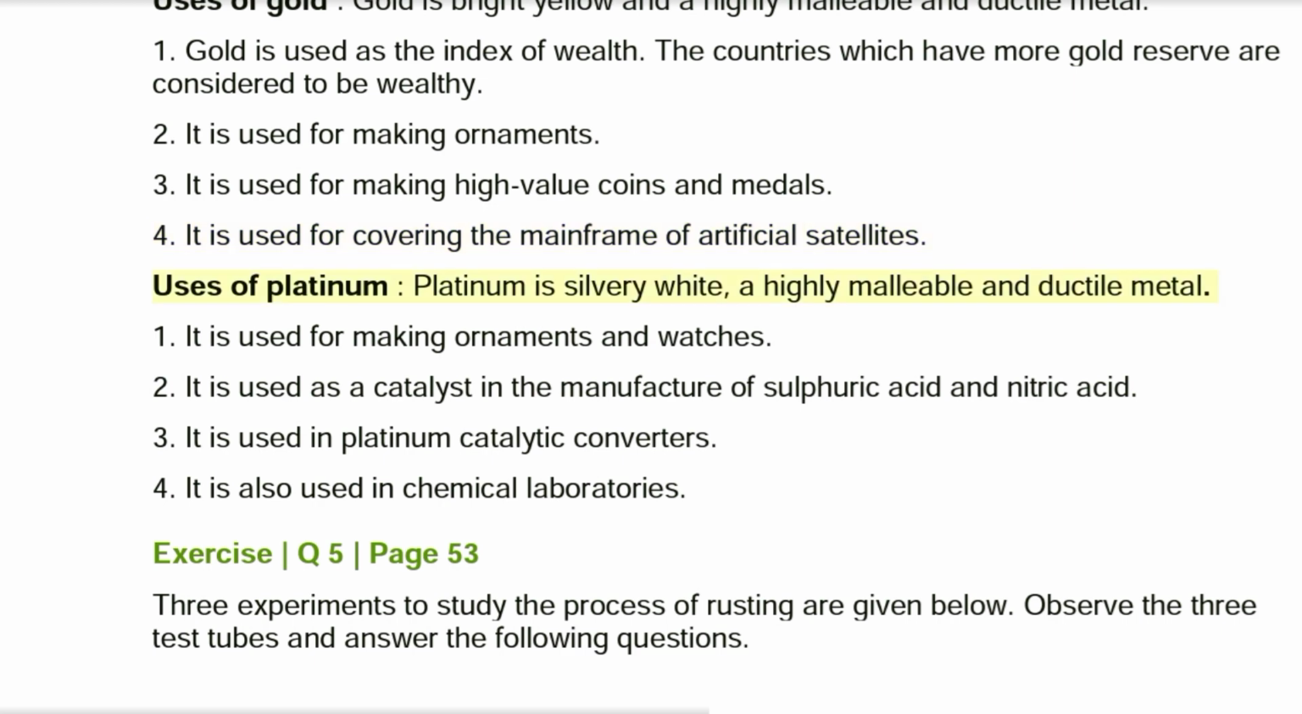Uses of platinum. Platinum is a silvery white, highly malleable and ductile metal. 1. It is used for making ornaments and watches. 2. It is used as a catalyst in the manufacture of sulfuric acid and nitric acid. 3. It is used in platinum catalytic converters. 4. It is also used in chemical laboratories.